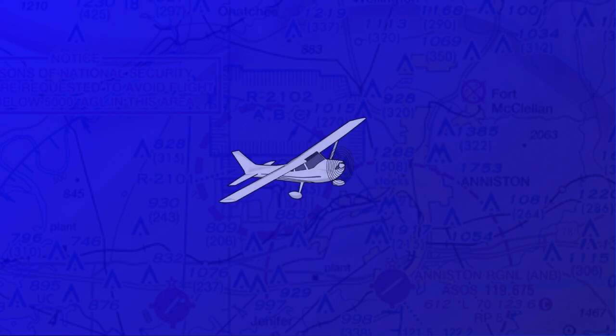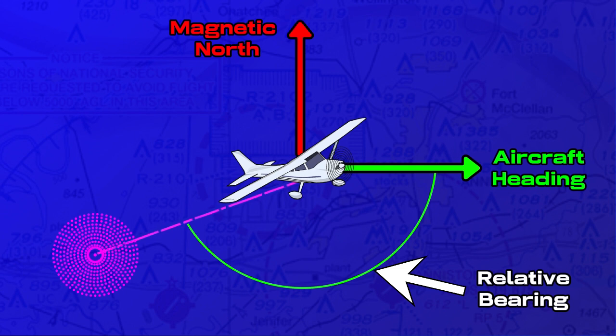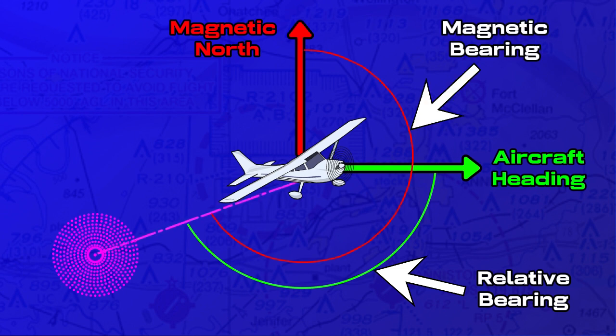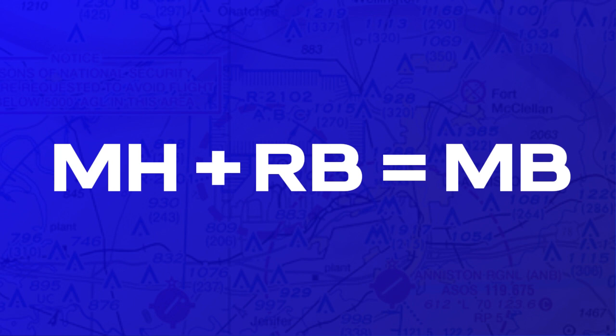Relative bearing is the angle to the NDB in relation to the aircraft heading, measured clockwise. Magnetic bearing is the angle to the NDB in relation to magnetic north, also measured clockwise. Adding your magnetic heading to your relative bearing will give you your magnetic bearing to the station. If the sum is greater than 360 degrees, subtract 360 to get your answer. Let's go through some ADF practice questions similar to what you might find on the written exams.